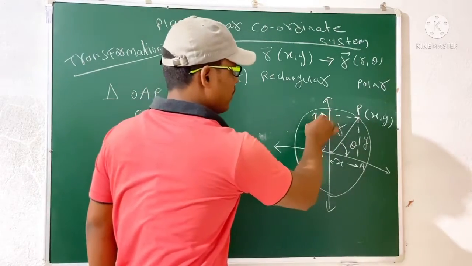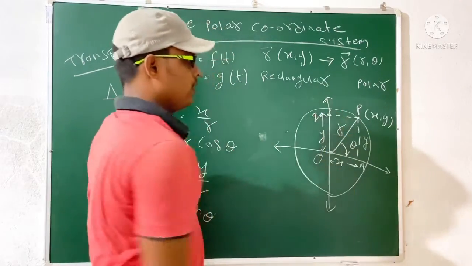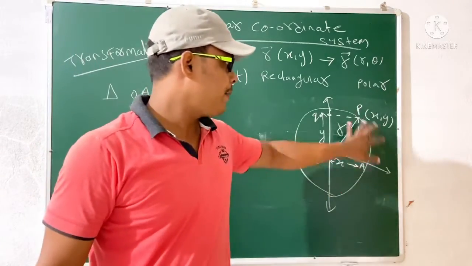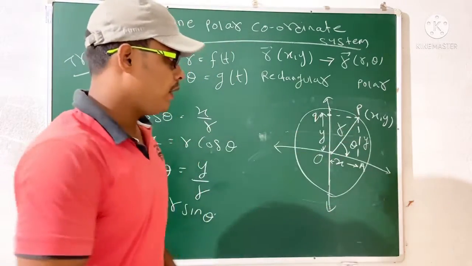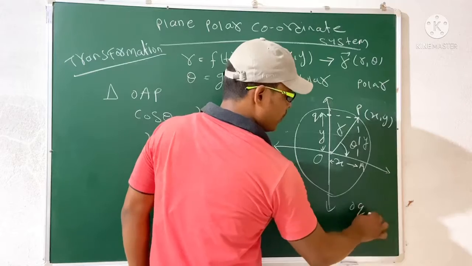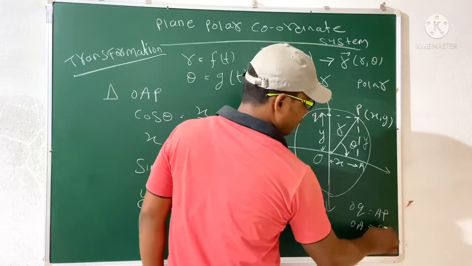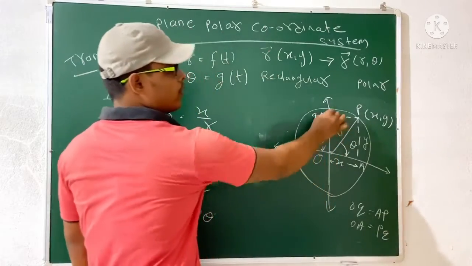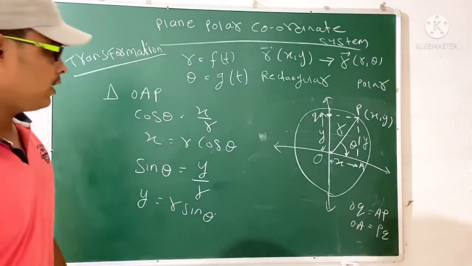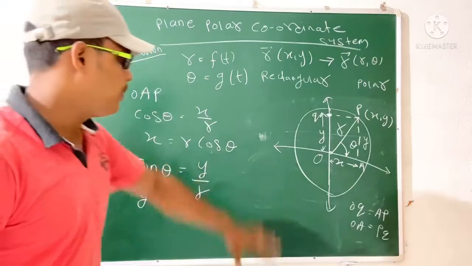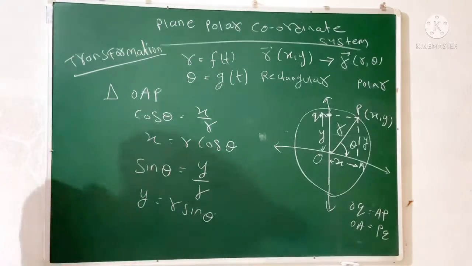Okay, you can denote another point here. So this is the Q point. So this is the rectangle OAPQ. OQ equals AP, right? OQ equals AP, and your OA is equal to PQ. So this point is Q. Okay, so this is the transformation, how we transfer r and theta.